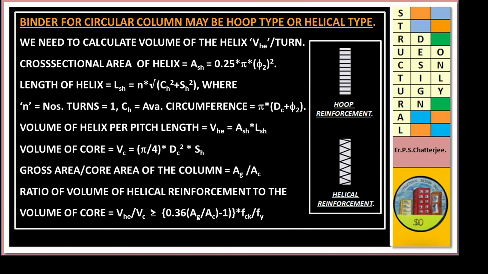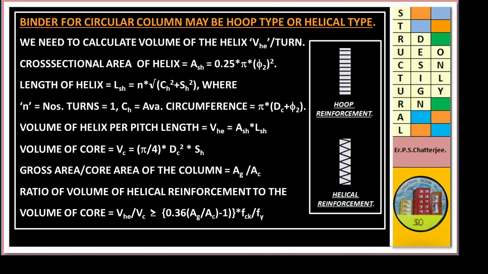Binder for circular column may be hoop type or helical type. We need to calculate the volume of helix VHE per turn. Cross-sectional area of helix is ASH, equal to pi by 4 phi 2 square. Length of helix LSH is equal to N into square root of CH square plus SH square, where N is the number of turns, here it is 1.